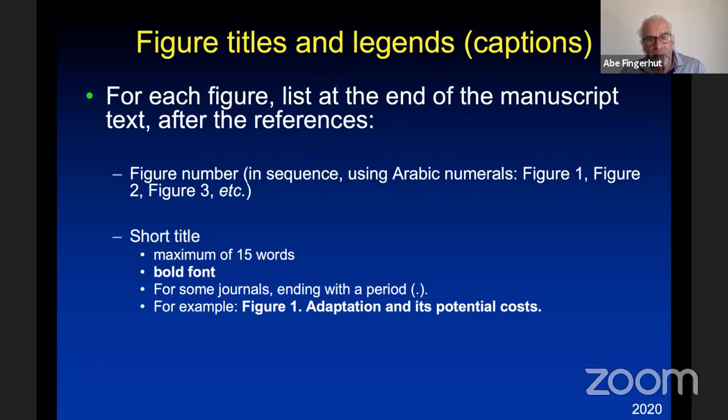The figure titles and legends usually are indicated at the end of the manuscript, as for the tables as a matter of fact, after the references. And as for the tables, they have to be in Arabic numbers, indicated also in chronological order. Figures should have a short title, maximum of 15 words, bold font, usually no dot or period, but some journals put them there, as you see in the example.